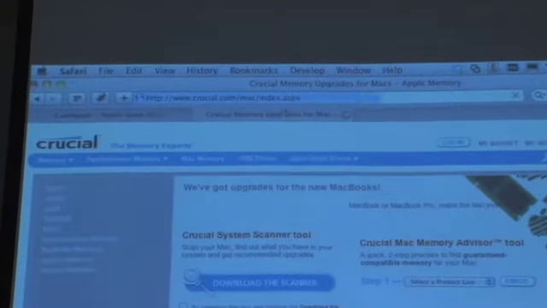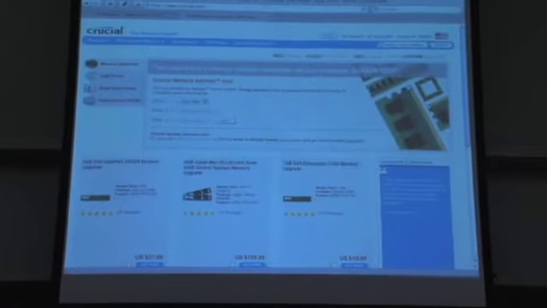But I would say if you're in this market, there's 2 places to start. So Crucial is actually a company that manufactures, among other things, RAM. By default, they're going to redirect me to the Mac site, but I'm just going to go to the generic site here.